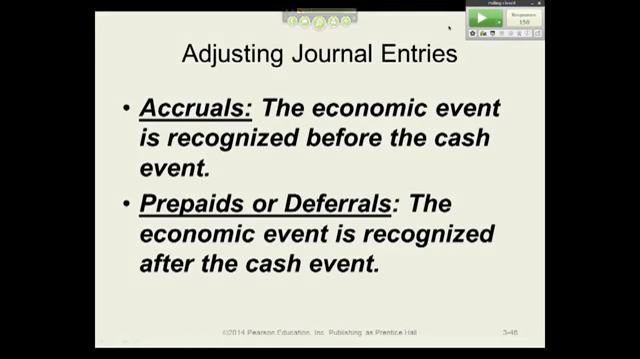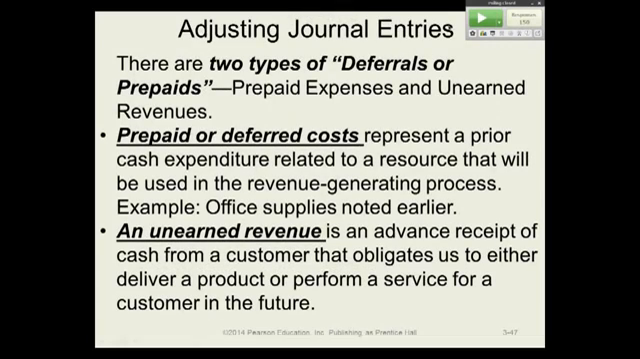So the explanations, again here, the two types of deferrals. You got your prepaid or deferred costs. Again, prior cash expenditures related to an asset that will be used up in the future to generate revenue. And that example, again, is office supplies. Unearned revenue is an advance collection of cash that obligates you to perform some kind of a service at a later date.